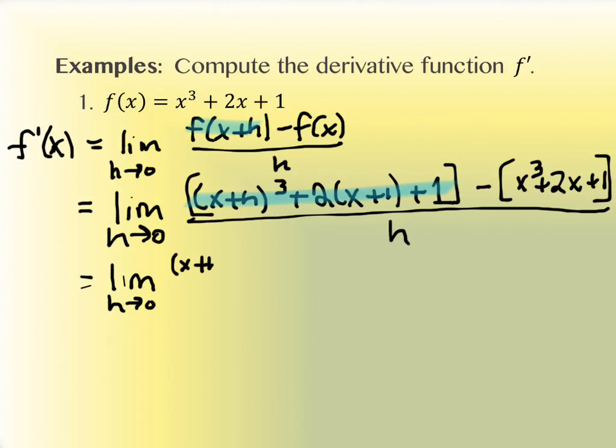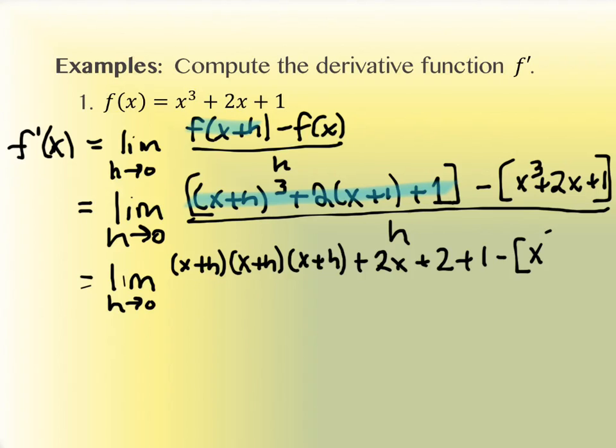So they've got x plus h times x plus h times x plus h, plus 2x plus 2 plus 1, and then minus, and I'm going to keep this in parentheses or in a bracket, and the reason I am is simply because everything in this second bracket, all of it reduces with something beforehand. So I'm not going to distribute the negative.